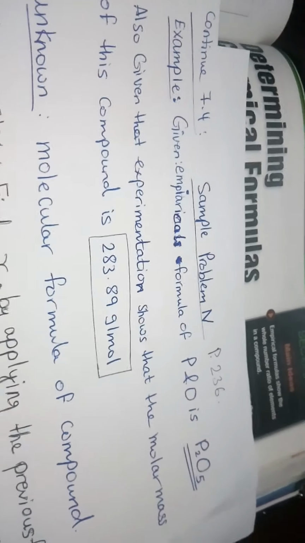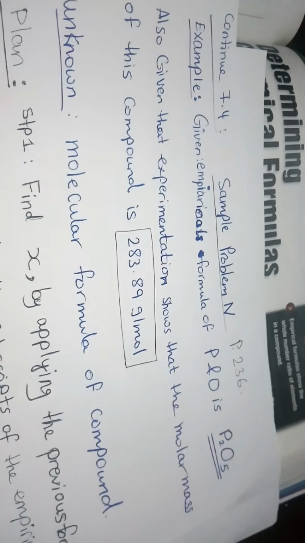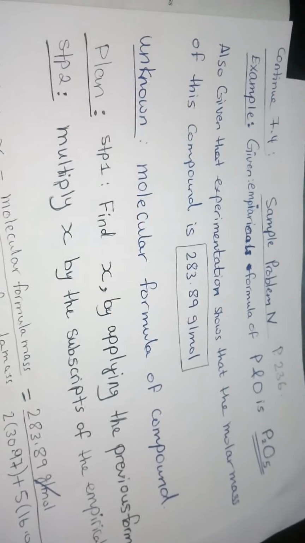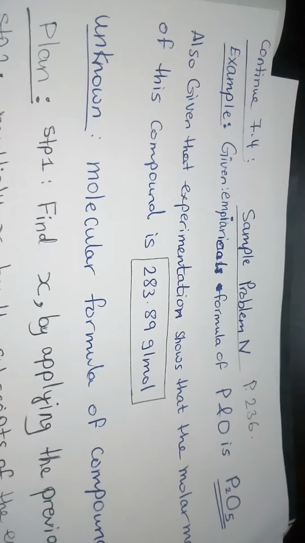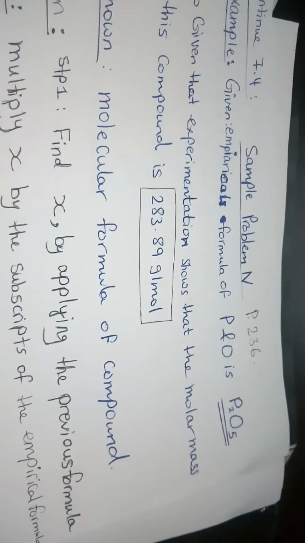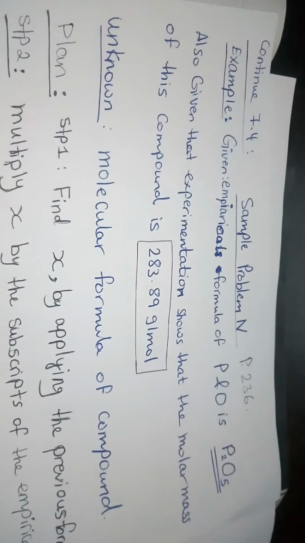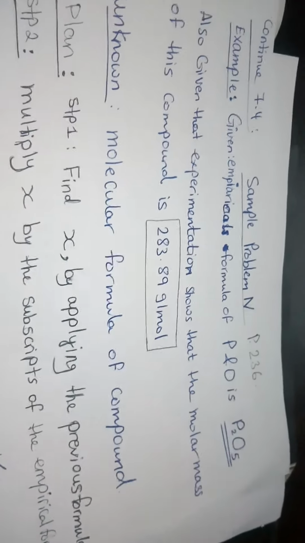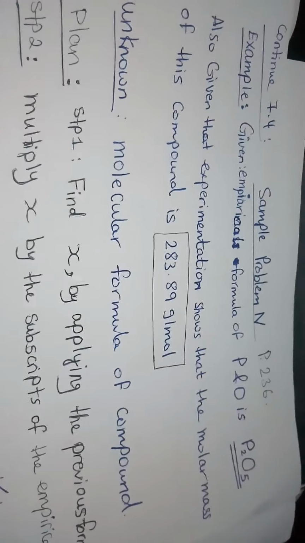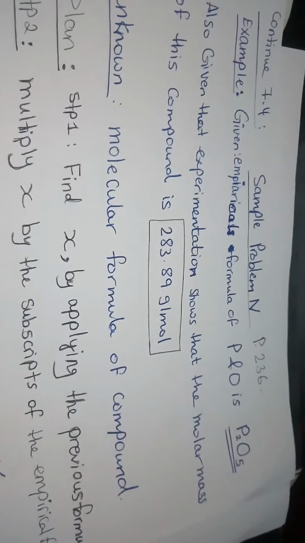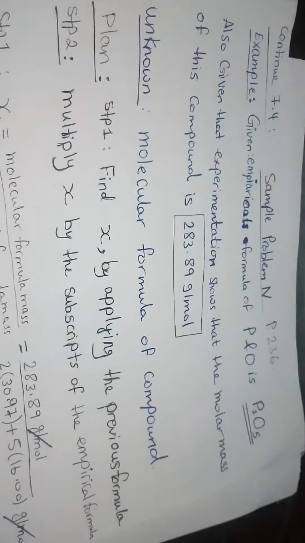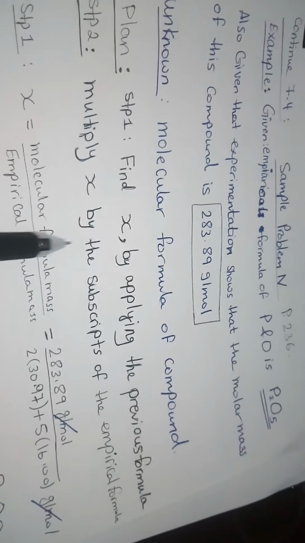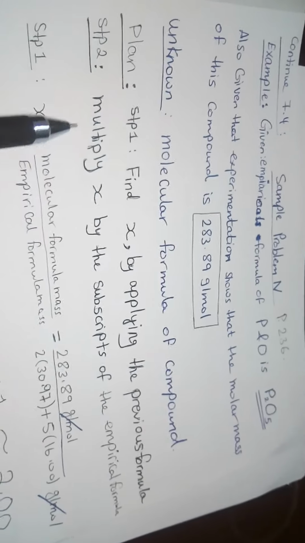I have a sample problem, page 223. In the example, you're given the empirical formula of phosphorus and oxygen, which is P2O5. Also given that experimentation shows that the molar mass of this compound is 283.89 grams per mole. The unknown is the molecular formula of the compound. Our plan is to find X by applying the previous formula. Step 2, multiply X by the subscripts of the empirical formula.